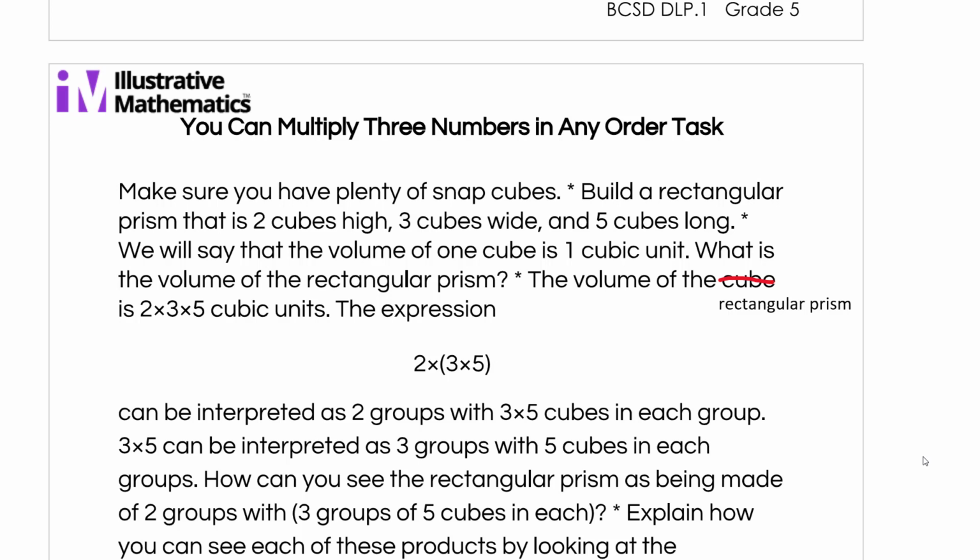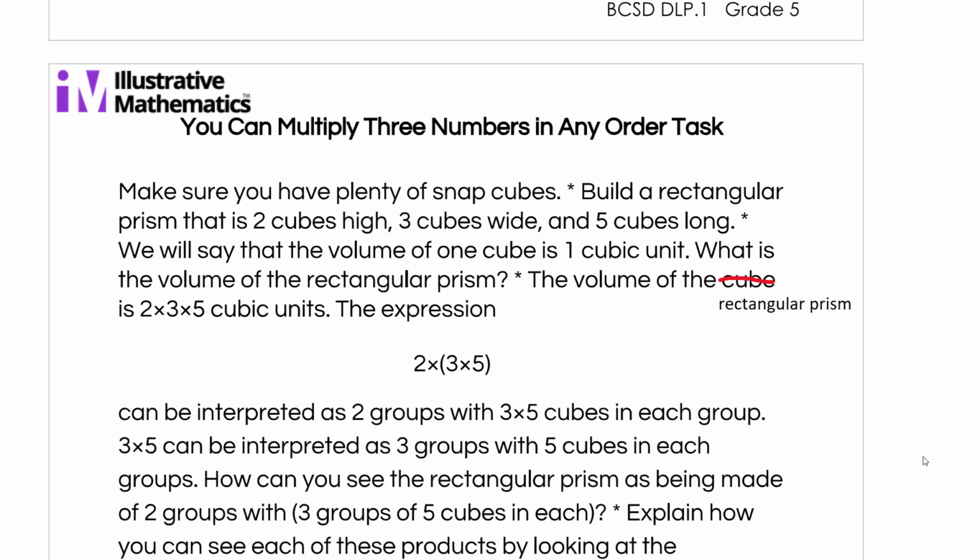The volume. By the way, let's point that out. In the activity, they said the volume of the cube is 2 by 3 by 5. That's wrong, and we know a cube has to have the same measurements on all sides. So somebody just made a mistake. We all do it, so we'll let them slide this one time. But the volume of the rectangular prism is 2 by 3 by 5 cubic units.